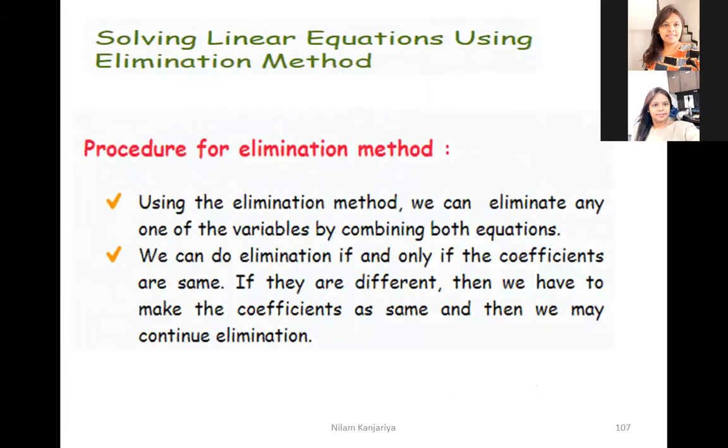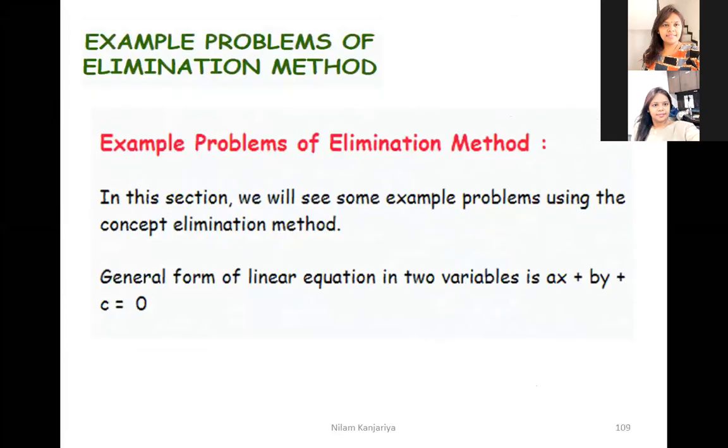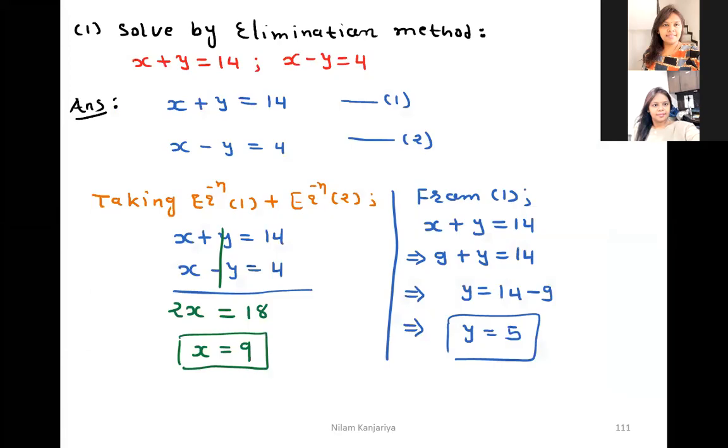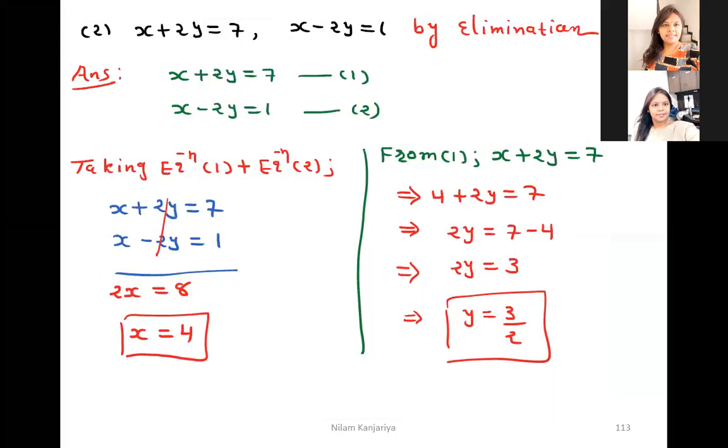The second method is the elimination method. In this method, we make the coefficients of one variable equal and eliminate x or y. Then we get the other value. Here we can subtract equation 1 from 2. Then we get x and y. Similarly, some examples have already been done.